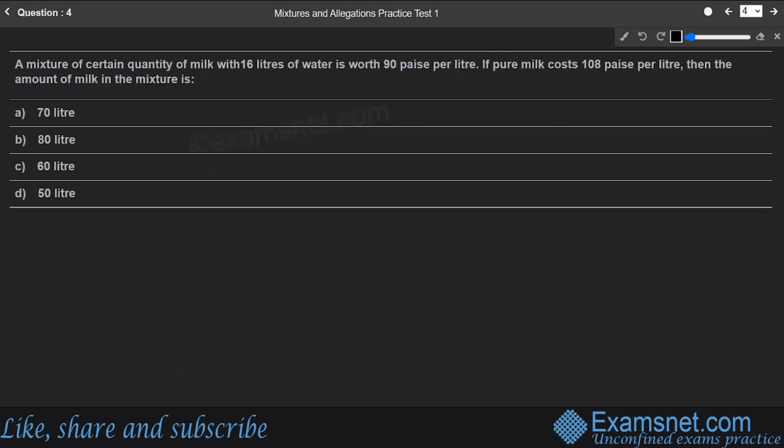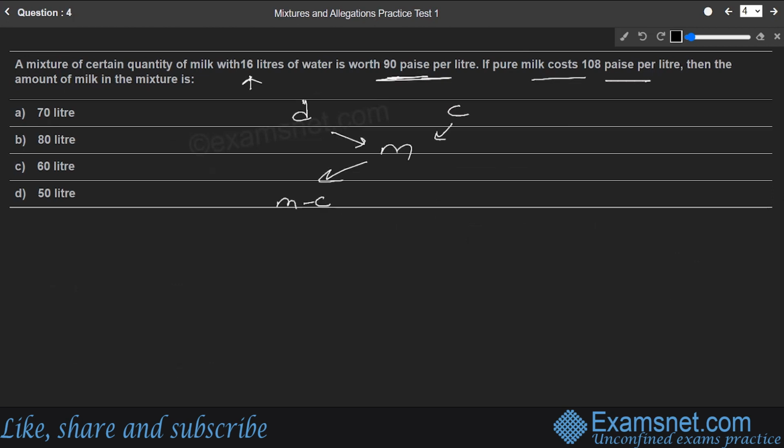Next, a mixture of a certain quantity of milk with 16 liters of water is worth 90 paise per liter. If pure milk costs 108 paise per liter, then the amount of milk in the mixture is... Okay, this is the question given to us. So again we can make use of that particular formula, where one side is dearer, another side is cheaper, the mean price is M, and then in what ratio they should be mixed up.